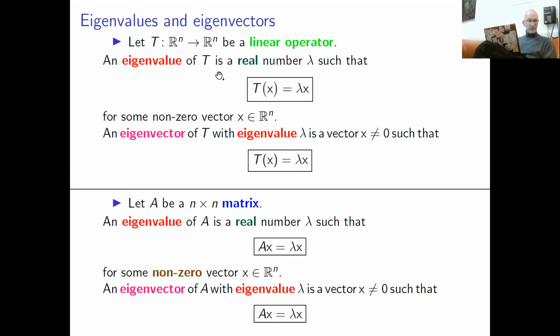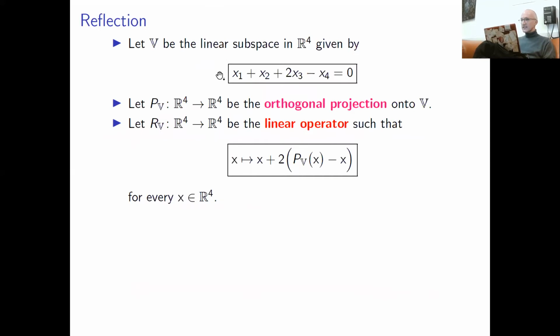Let me give one example here, stated in terms of linear operators. Let me fix a four-dimensional space, and consider a linear subspace V in this space given by this nice equation. This is a three-dimensional linear subspace in R4, and let me remind you, we usually call such subspaces hyperplanes. If it's given by one equation, it is a hyperplane.